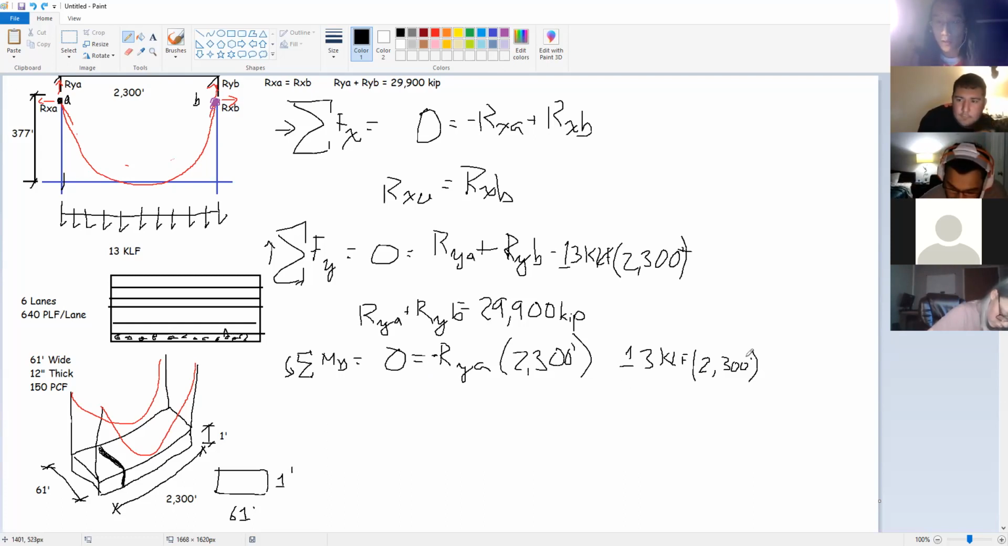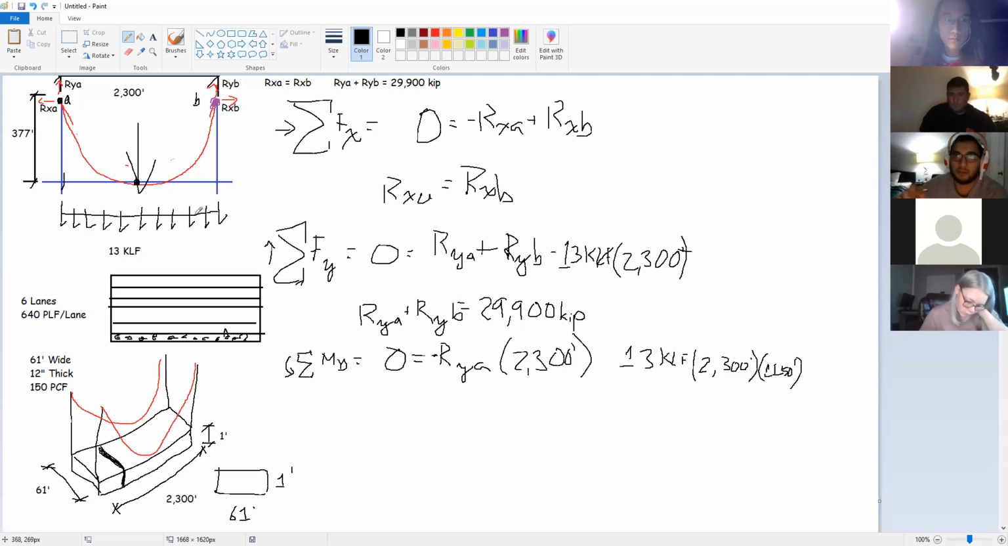So we're going to multiply it by half of 2300. What is it? 1,150, right? Yeah, 1,150. Now, positive or negative? If it's in the middle and going down, it's going to circle counterclockwise. That's positive, right? Beautiful.